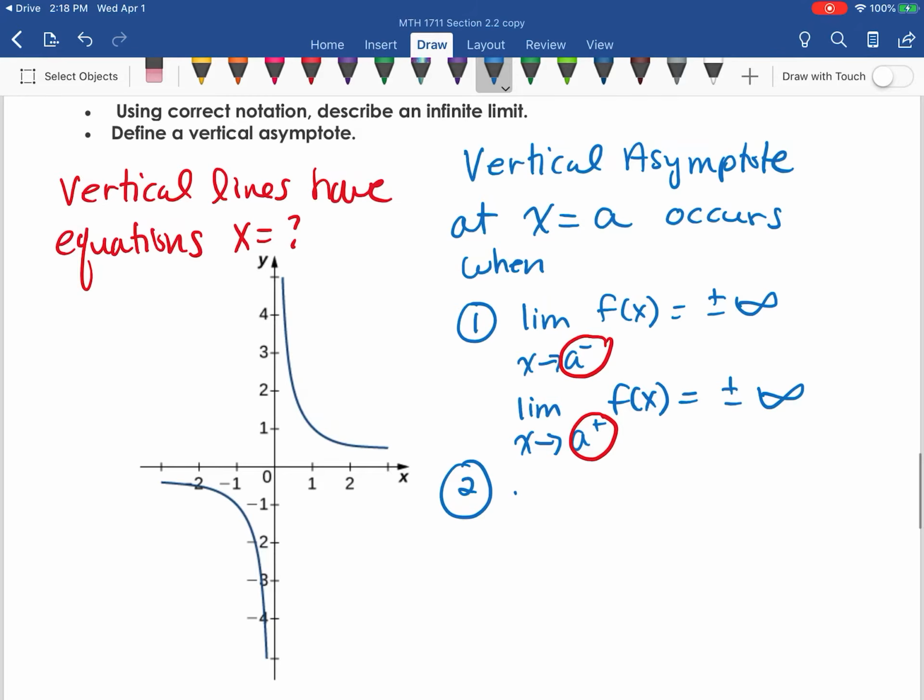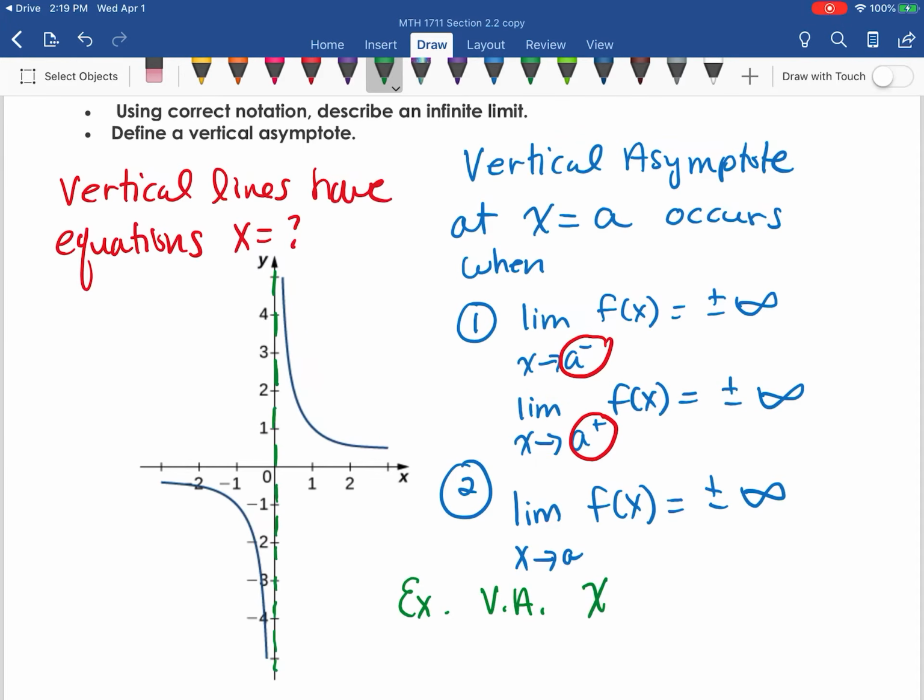The other case that you could have is if you have a two-sided limit as x approaches a. If that's positive or negative infinity, then you would have a vertical asymptote. So if we look at this graph, I have a vertical asymptote here at x equals 0. I'm going to abbreviate VA for vertical asymptote at x equals 0.